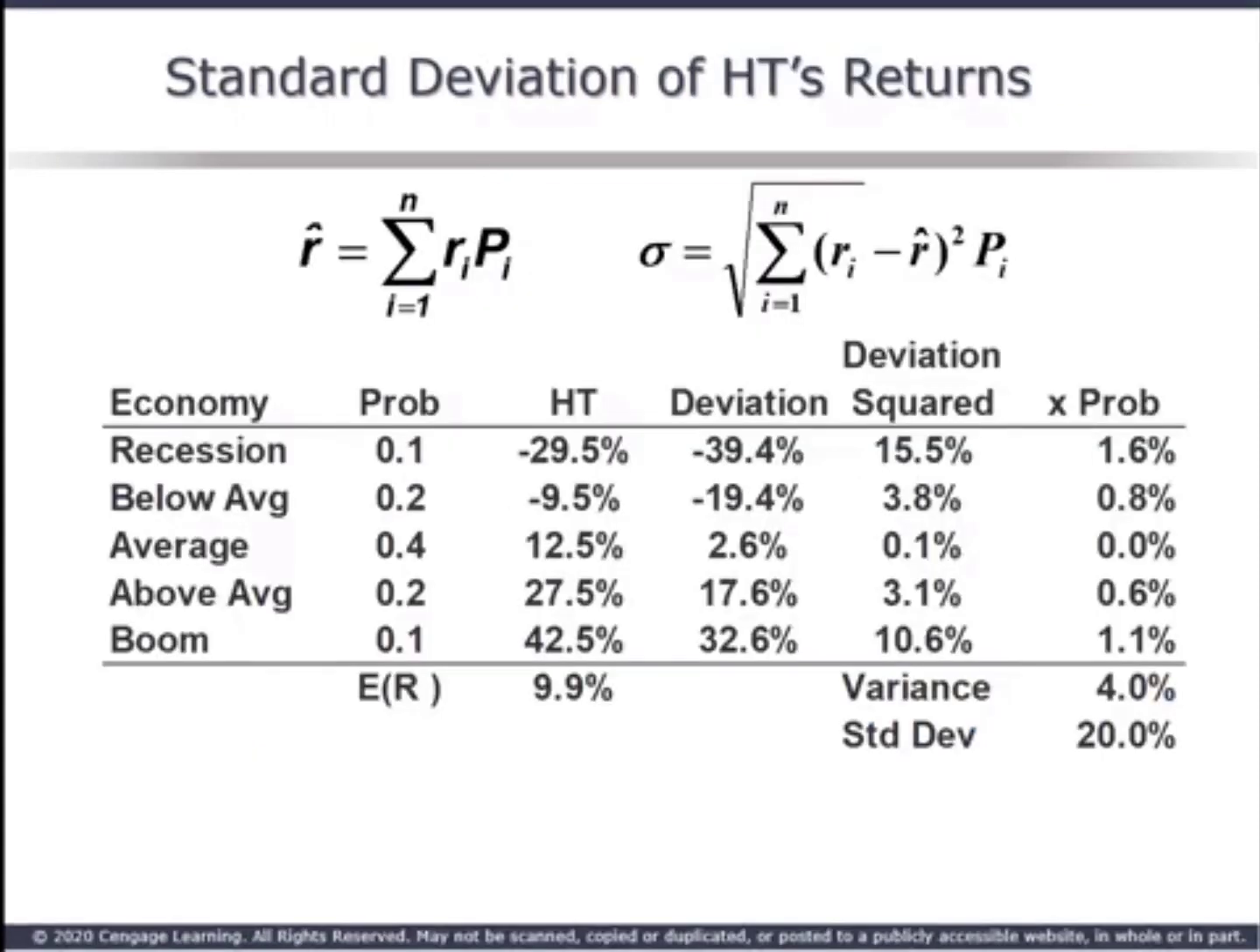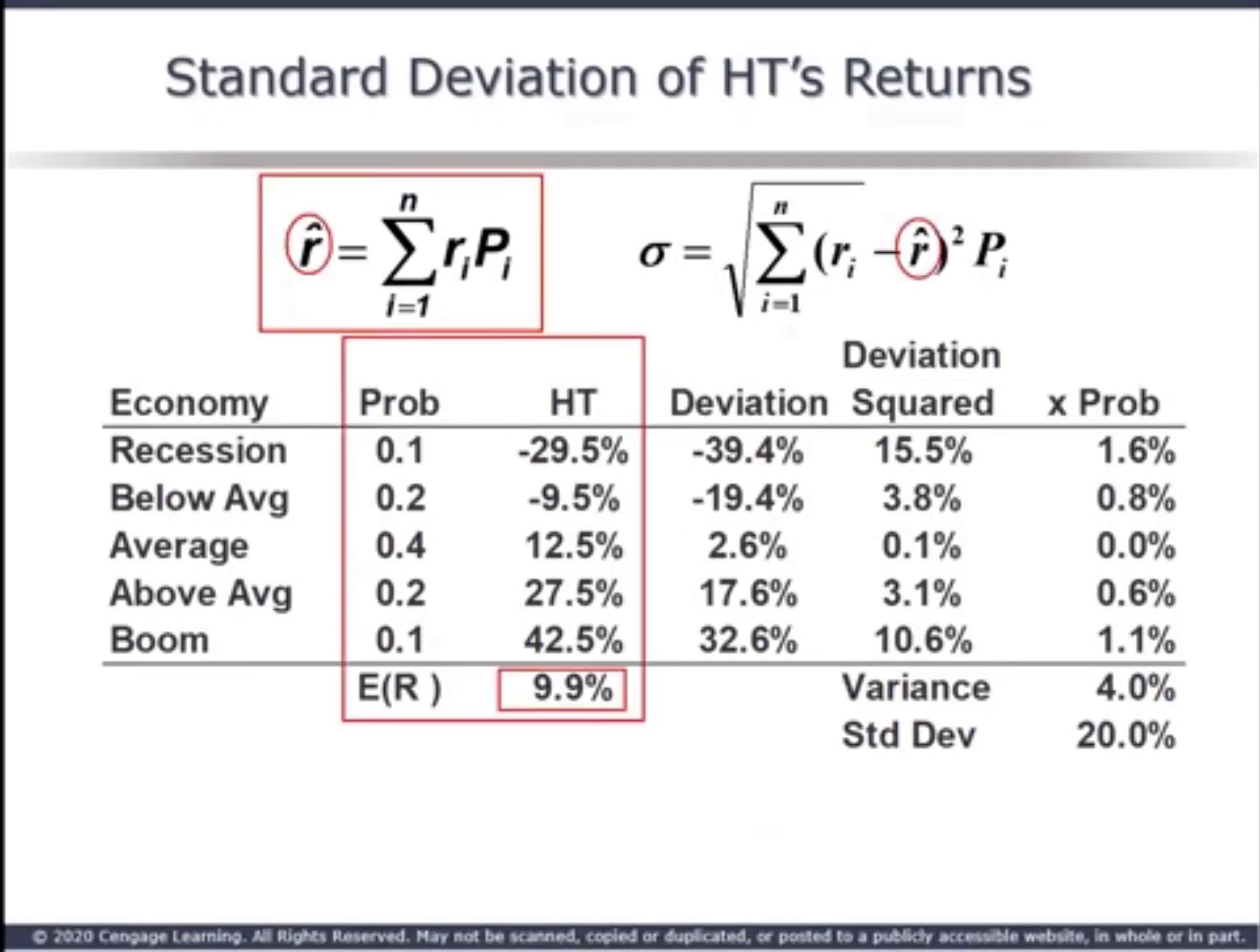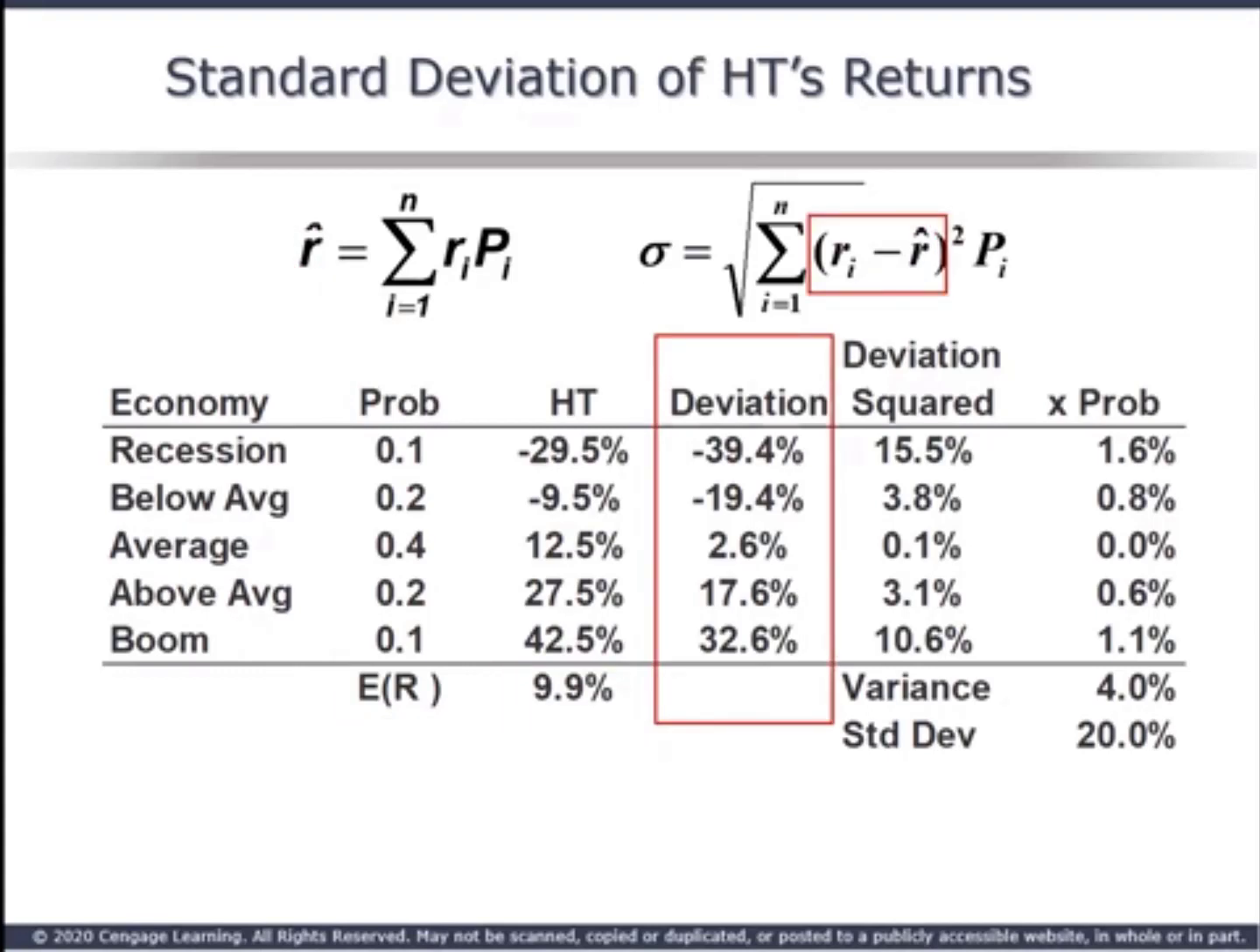Given the probability distribution data, the first thing we do is find the expected return. It's a weighted average, multiply across and add down. And we found the same expected return we found earlier, 9.9%. With the standard deviation, start with what is inside the parens, the deviations. Each state's expected return minus the overall expected return.